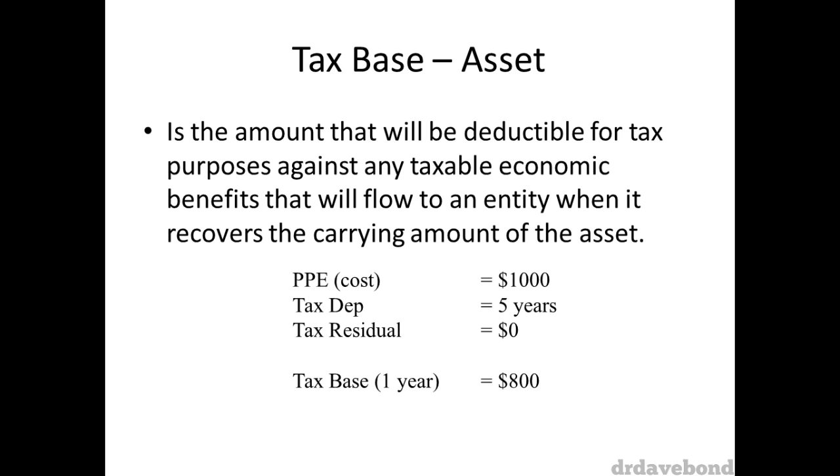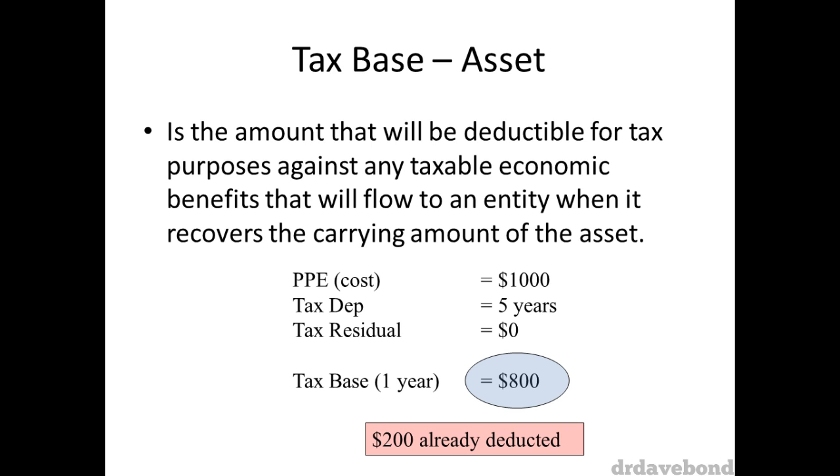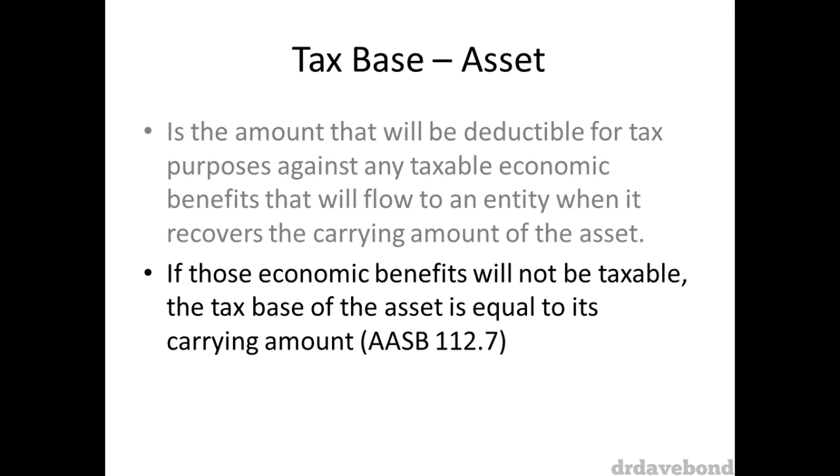In this example, the asset has been held for 1 year, had a cost of $1,000, and is depreciated for tax purposes over 5 years. This means that its carrying value for tax purposes, i.e. its tax base, is $800. Of the $1,000 in tax deduction it gets on this asset, it has already deducted $200 and has $800 remaining.